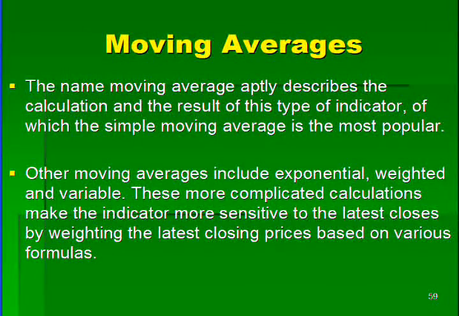Now, what I'd like to get into right now is the moving average section of pivot point analysis, but first let's go over what moving averages are about. First off, the name moving average describes the calculation and the result of this indicator, which is simply a moving average, which is the most popular. Very much, I use a simple moving average in most of my analysis, as we will here in this trading course. Other moving averages include exponential, weighted, and variable, and of course you can do displacements by subtracting time periods. There are more complicated calculations.